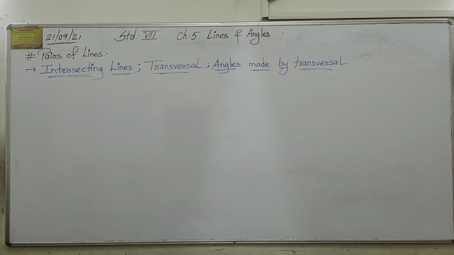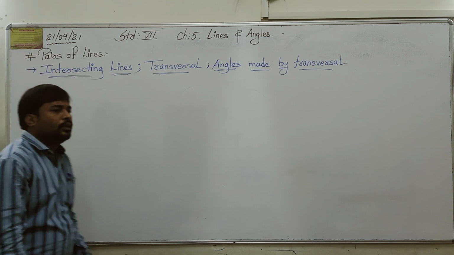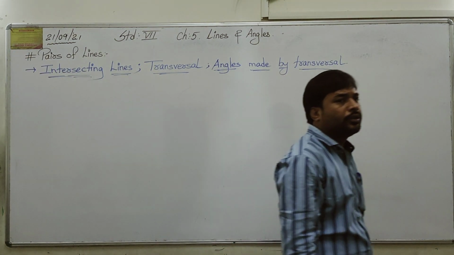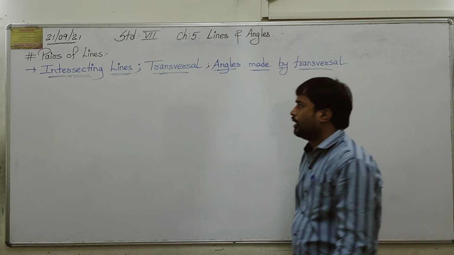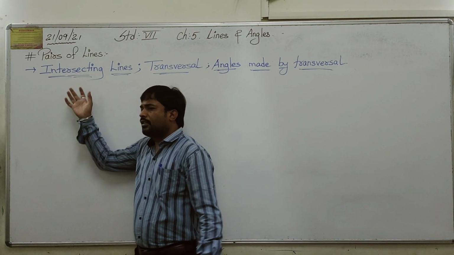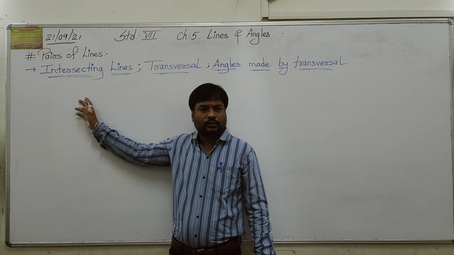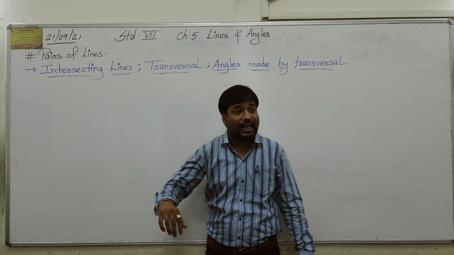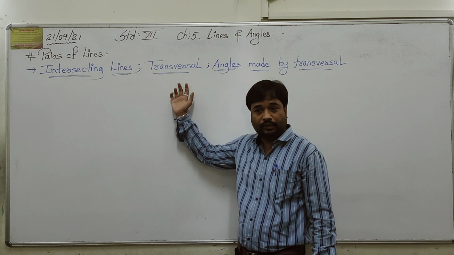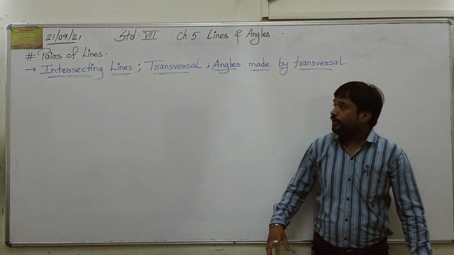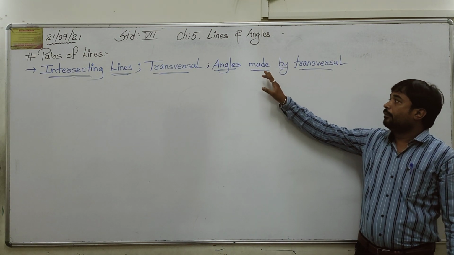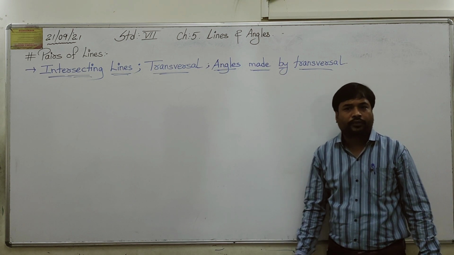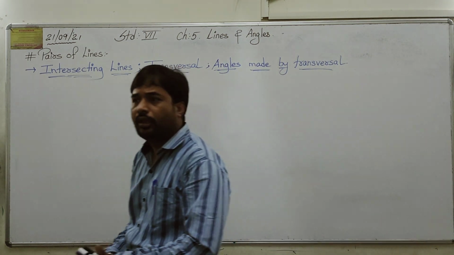Moving ahead with the chapter. Now the important point: pairs of lines. Whenever pairs of lines are given to you, there might be three conditions. The first one, lines may be intersecting lines. Second, that intersecting line may contain a transversal, and angles made by the transversal. These are the three topics that we are going to learn today.